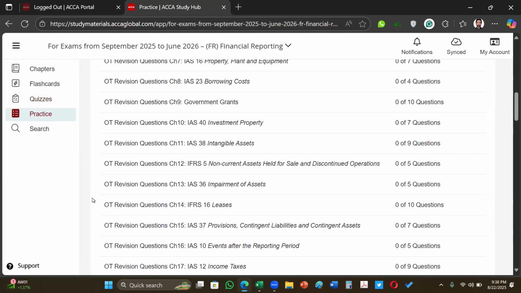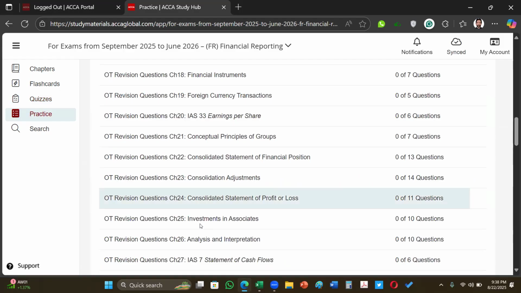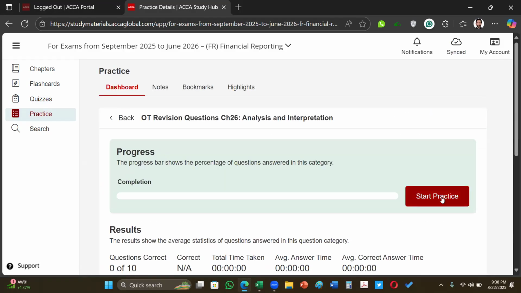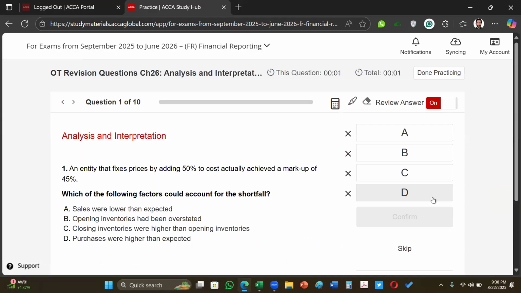chapter 26. Let's attack them right away. We have 10 more questions to deal with in this section. So here we have this first one. Let's understand. We have the requirement. Which of the following factors could account for the shortfall? There is a shortfall here.